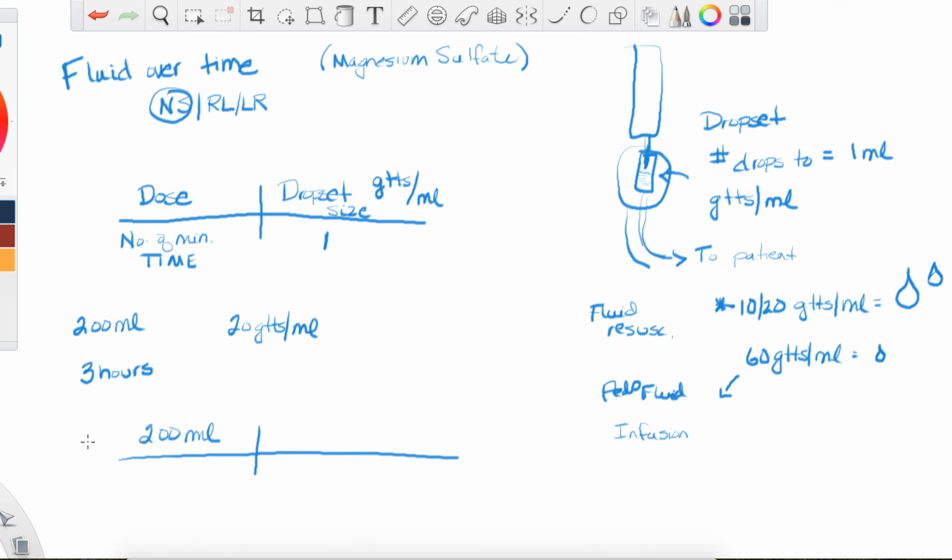Our time is 3 hours, but we do it in minutes. So that's going to be 180 minutes. We're using a 20-drop set, so it's drips per milliliter. And then 1 goes here. Now our answer is going to be in drips, GTTS, per minute.